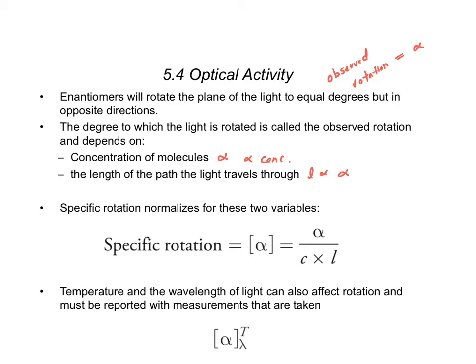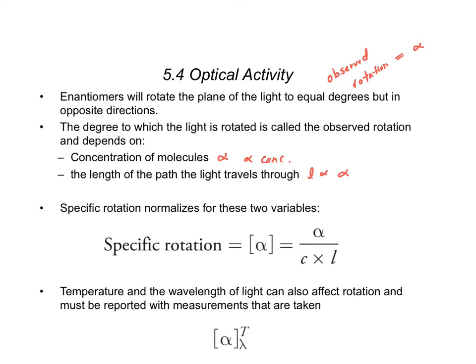So the longer the tube, the more rotation you're going to see. The more concentrated the sample, the more rotation you're going to see. Okay, so again, when we are dealing with these enantiomers, we would like to be able to compare rotation from one experiment to another. But I've just said it depends on concentration and it depends on path length.